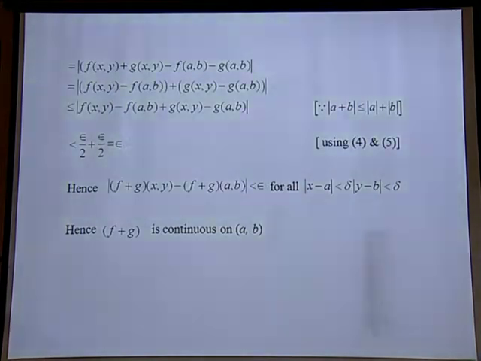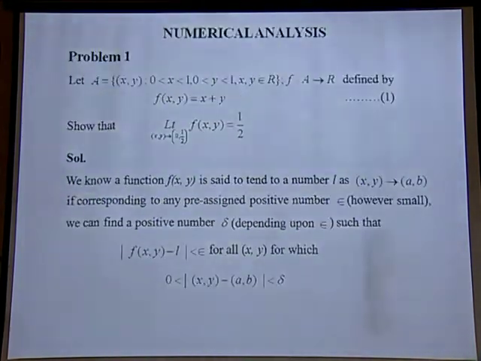And now, substituting from the 4th and 5th the values of these two differences, we got f of x y minus f of a b less than epsilon by 2 and g of x y minus g of a b less than epsilon by 2. So, the whole is less than epsilon. Hence, modulus value of (f plus g)(x, y) minus (f plus g)(a, b) is less than epsilon for all modulus of x minus a less than delta and y minus b less than delta. Then by definition of continuity, we got f plus g is continuous at (a, b).